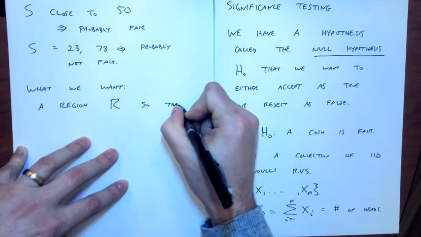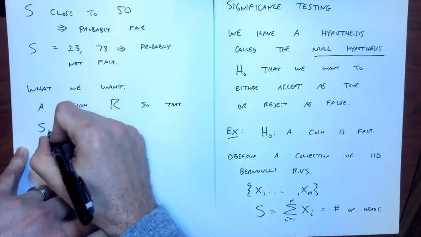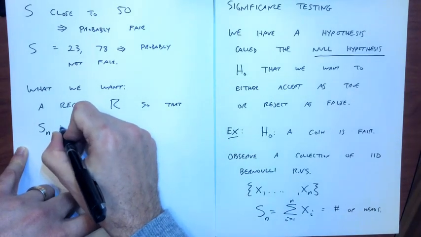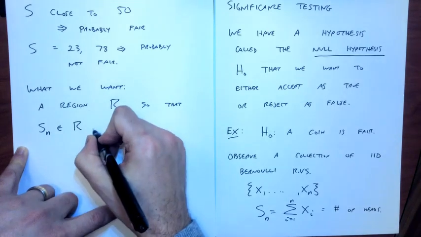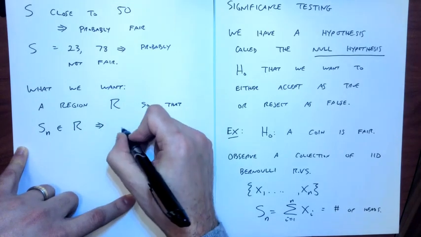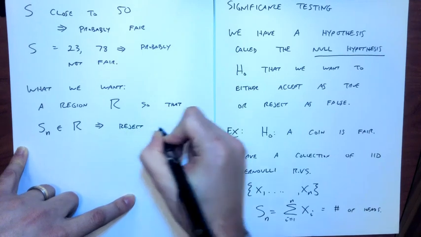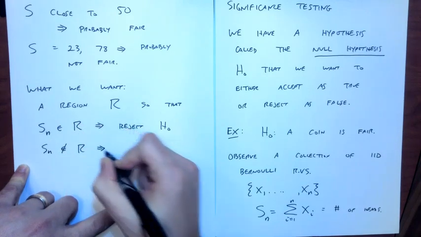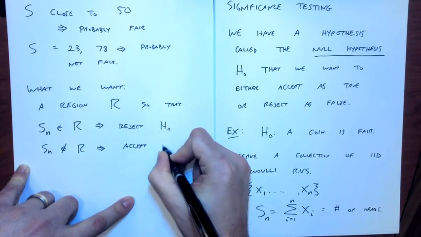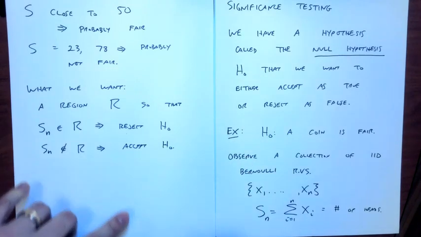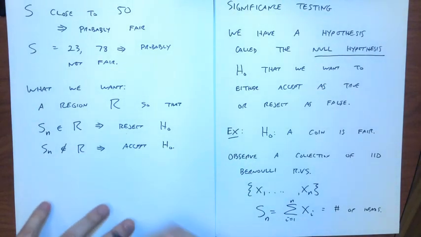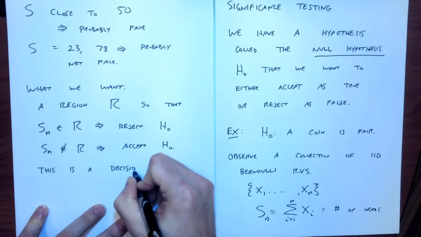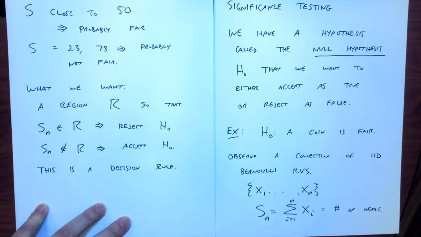so that if the sum of these n variables is within this region, then I reject the null hypothesis. And if the sum is outside of that region, I accept the null hypothesis. And this is what's called a decision rule. It tells me what to do.